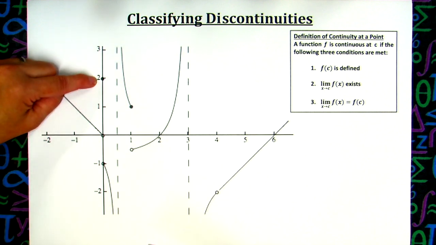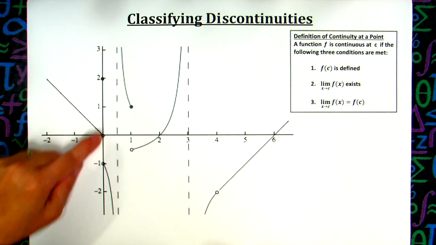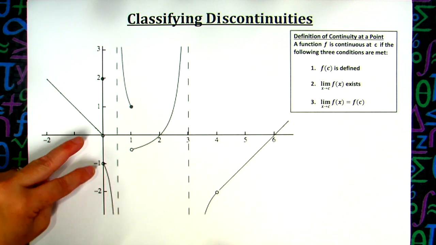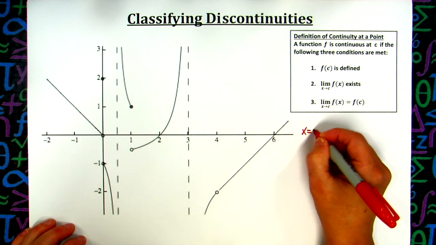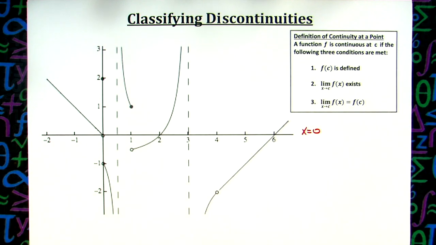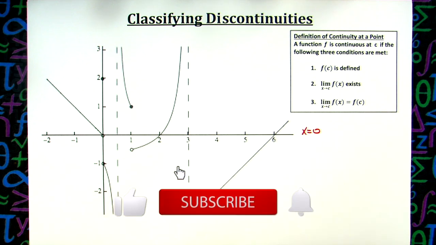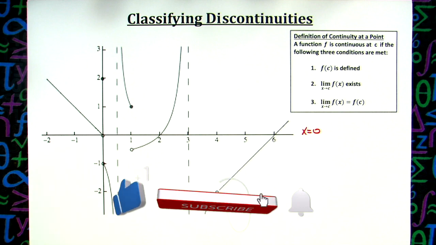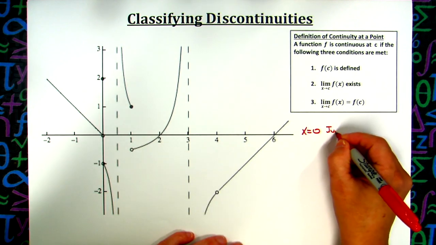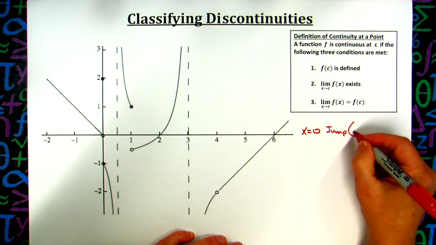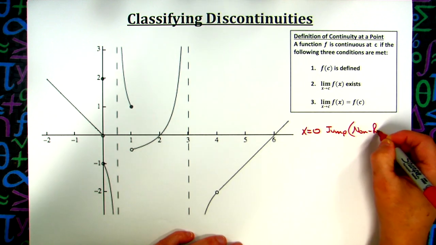There is a filled in dot up here, so the function is defined, but my limit from the left and my limit from the right don't exist, so the overall limit does not exist. So I've got an x equals 0. That limit does not exist, so it's a jump. And when it's a jump, then it is a non-removable discontinuity. So I'm going to say jump. And then we're going to say non-removable.